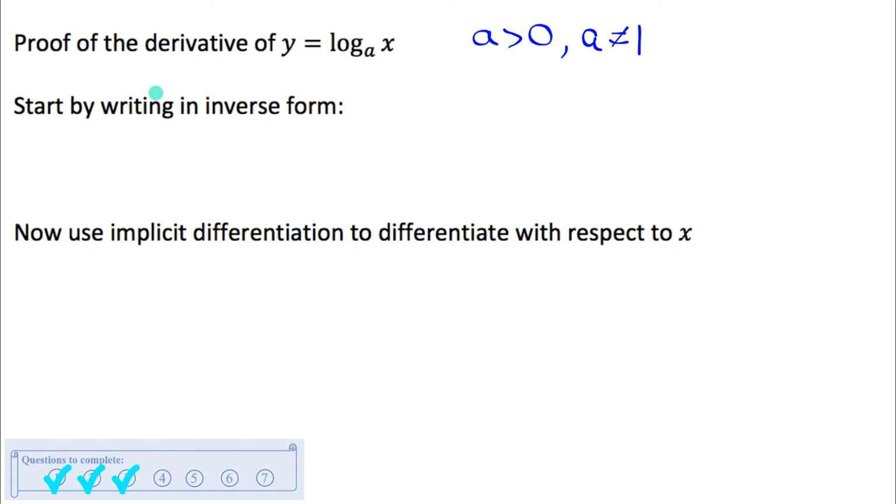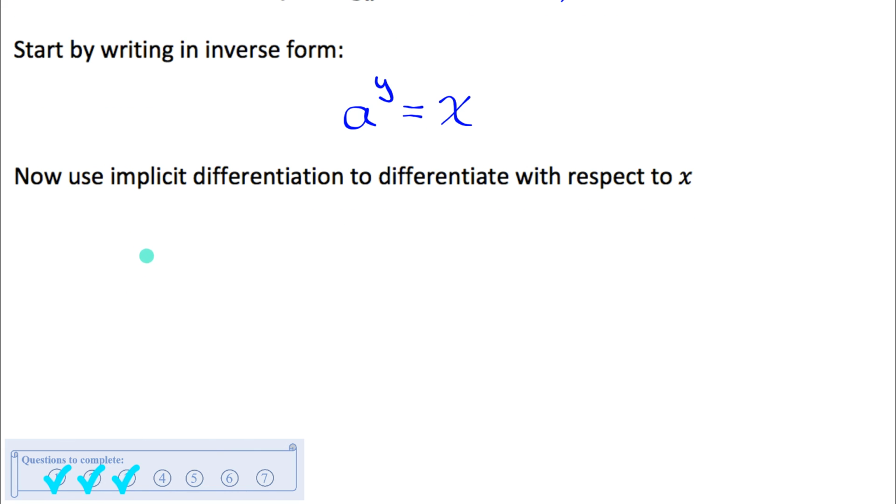So it says start by writing an inverse form. That means change this log equation to an exponential equation. So what does y equals log base a of x actually mean? It means y is the exponent that goes on a to get x. So I could rewrite this as a to the y equals x. And it says now use implicit differentiation to differentiate this with respect to x. And keep in mind, we're treating a like a number, not a variable.